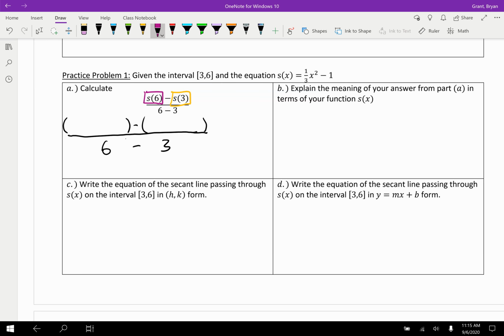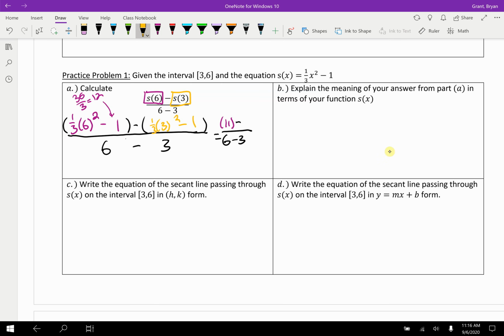So s of 6, we need to evaluate 6 into our parabola, so 1/3 6 squared minus 1, and s of 3, same idea, 1/3 3 squared minus 1. 1/3 of 6 squared minus 1, we need to clean this up, right? 6 squared is 36. 36 divided by 3, I think, is 12. 12 minus the 1 over here is going to get me 11. Okay, and in the denominator, 6 minus 3.